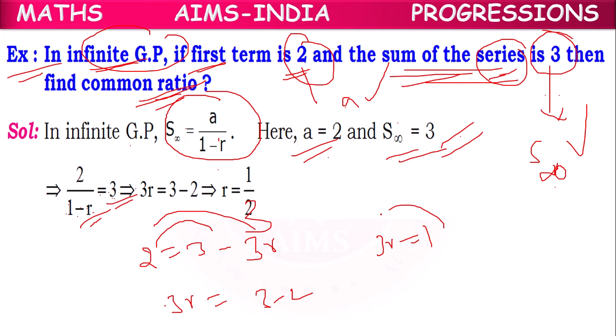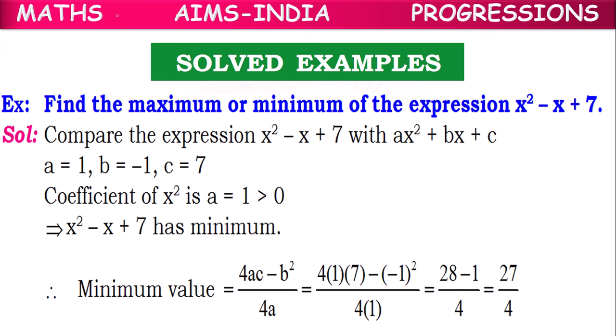If 3r equals 1, what is r? r equals 1 by 3. It's not 1 by 2, children, it's 1 by 3. Next, children, some more solved examples are there.